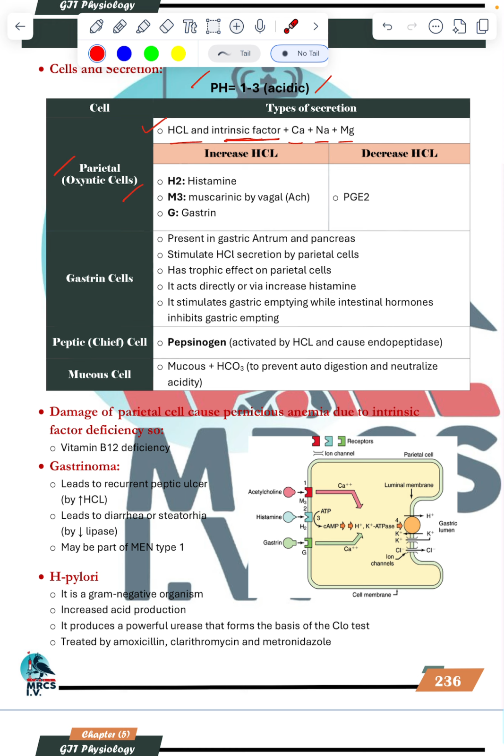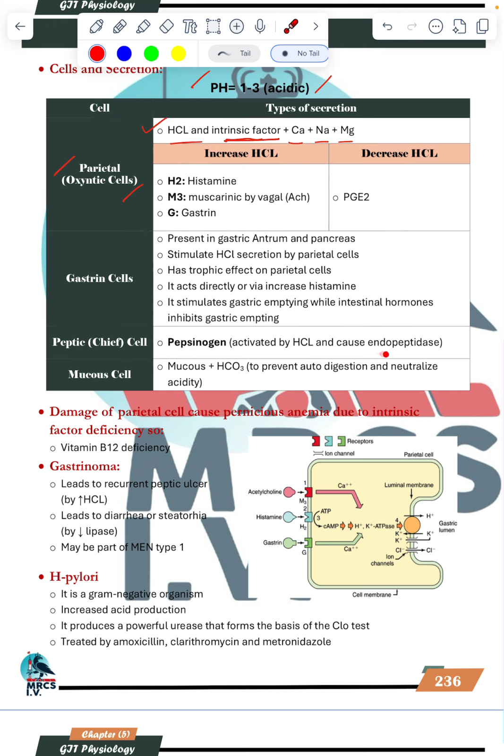The gastrin cells are separate from the parietal cells. Gastrin cells are present in the gastric antrum and pancreas, and stimulate hydrochloric acid secretion by parietal cells. They have a trophic effect on parietal cells. It acts directly and via increased histamine, and stimulates gastric emptying. Intestinal hormones inhibit gastric emptying. Gastrin stimulates emptying.